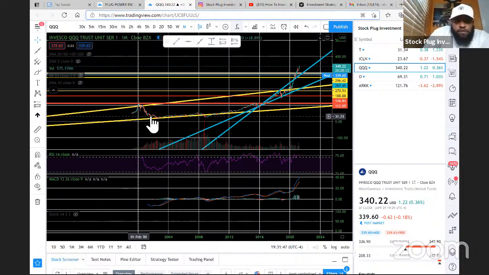I drew the channel, found the bottom. You know what I mean? Drew a line that the stock respected. And this is the channel right here, these 2 yellow lines. But if you peep, the stock came out in 99 and it was like $50.